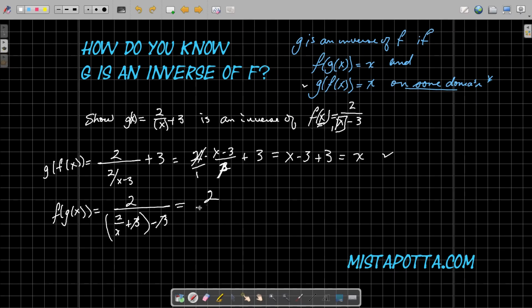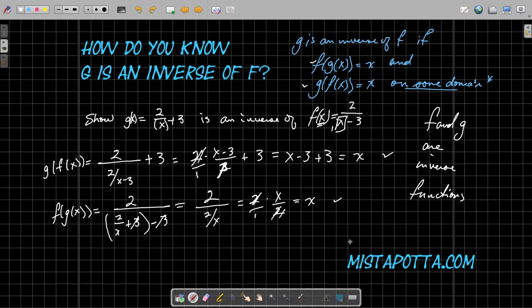So I've got 2 divided by 2 over x. And again, dividing by a fraction means we multiply by the reciprocal. And I'm dividing and multiplying by 2. They're inverses. They eliminate each other, which leaves us with x. So this is true. That means that f and g are inverse functions.